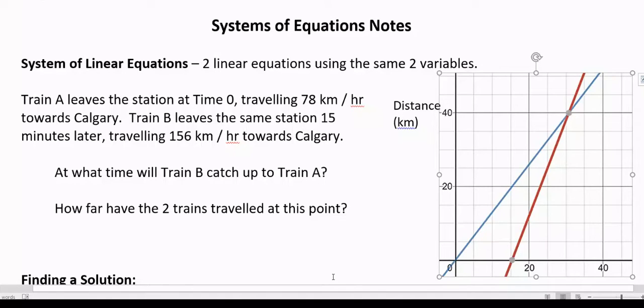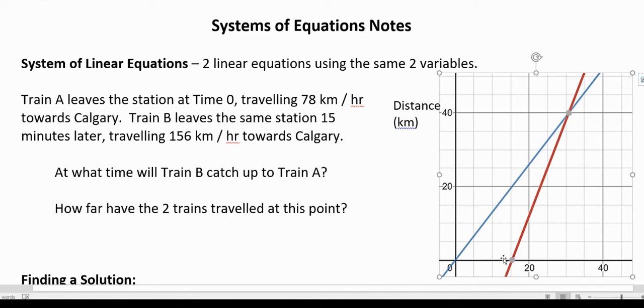So we're going to look at systems of equations. Now, systems of equations are any word problems or situations where we have two lines that may or may not cross. In this case, we have two trains. The first train leaves the station at time 0. It's traveling 78 kilometers an hour, the blue line right there. The second train leaves 15 minutes later, so it waits 15 minutes and then starts traveling twice the speed. And it catches up to the first train at this point.